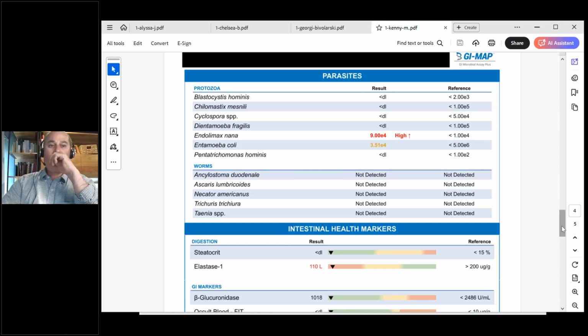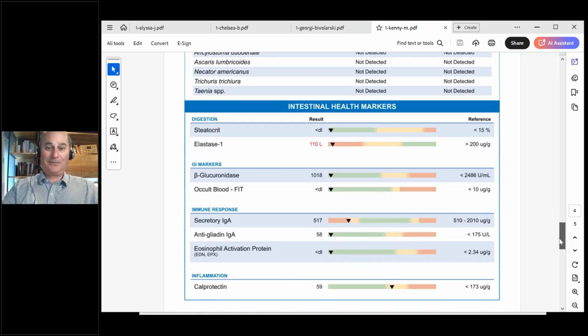Okay. So Endolimax nana and Entamoeba coli and H. pylori all together. And then as we mentioned earlier, secretory IgA is low. That means the immune response in the gut lining is weakened, and elastase is low, so they don't have enough pancreatic enzymes. And calprotectin is starting to creep up, so there's a lot of inflammation. The chief symptoms are insomnia, chronic loose stool, and a long-term history of acid reflux issues, though mostly resolved.